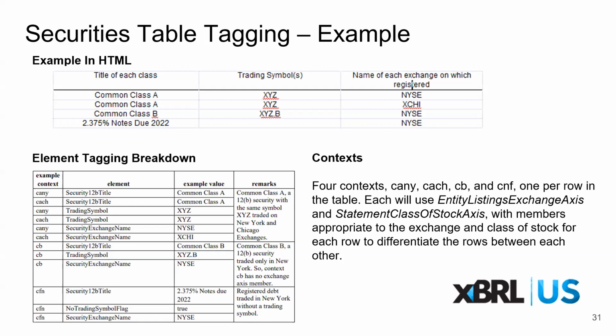And for our last row, you would again apply both of those dimensions. You'd have a new custom stock exchange, a new custom class of stock member. You would have the New York Stock Exchange member being applied under your entity listings exchange axis. And the one difference here is that you would use the element no trading symbol flag. You would set that to true and put that in the same context to signify that that particular row does not have any kind of trading symbol. But that would be how you apply your dimensional breakdown to a table with multiple exchanges and multiple securities.